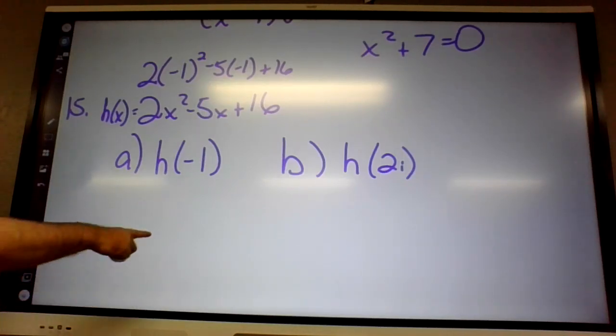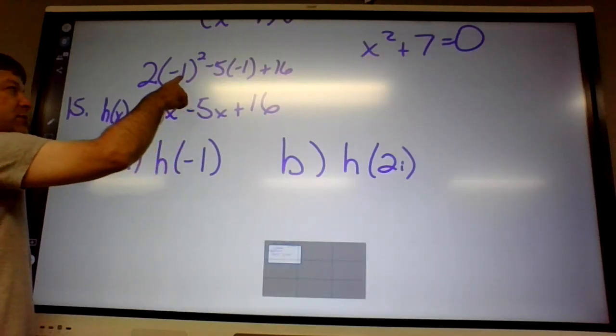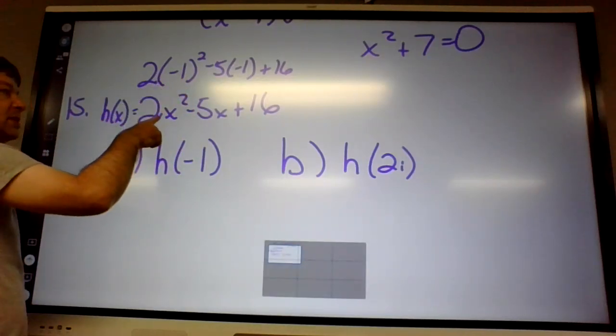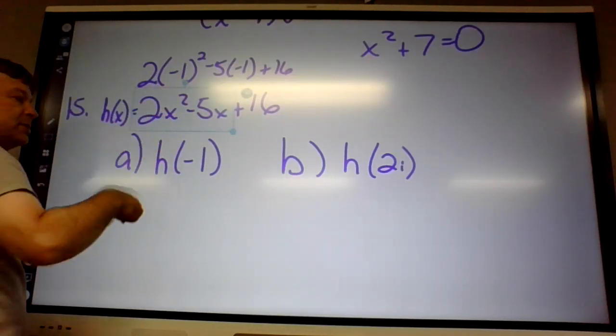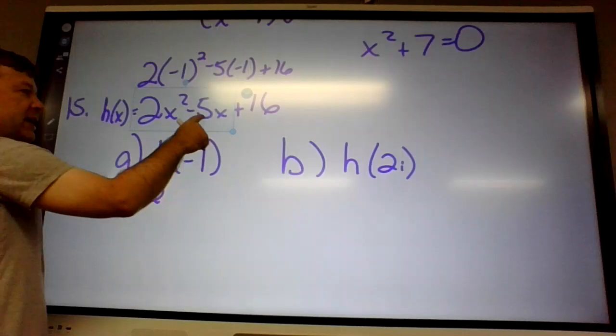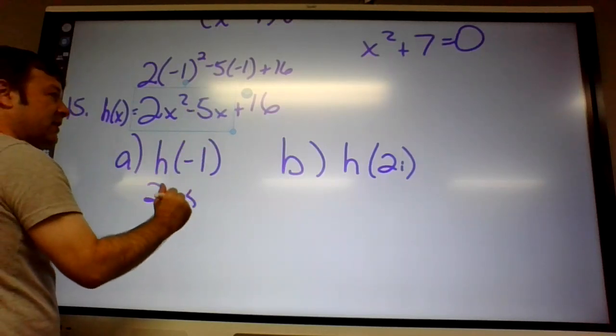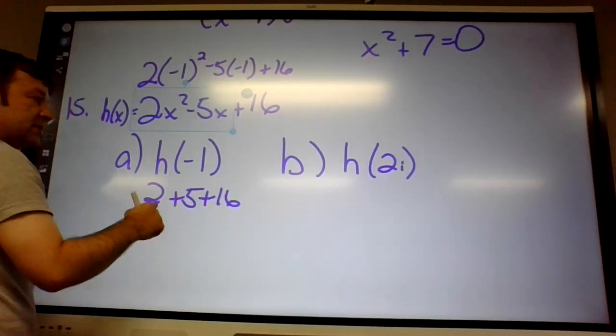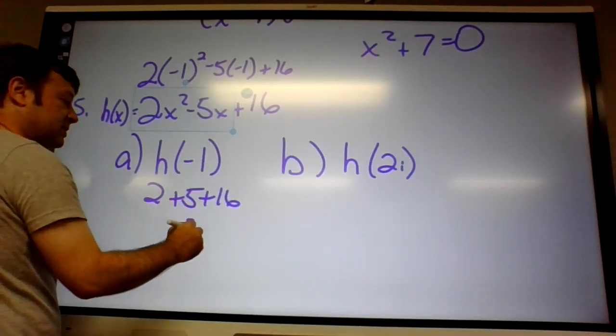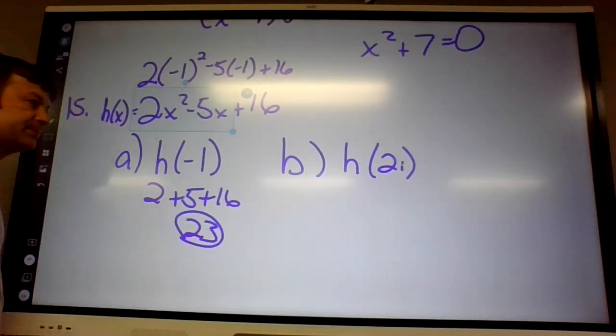Okay, this is not that bad because -1 squared is just 1. So 1 times 2 is 2. -5 times -1 is +5. So it's 2 plus 5 plus 16. 23.